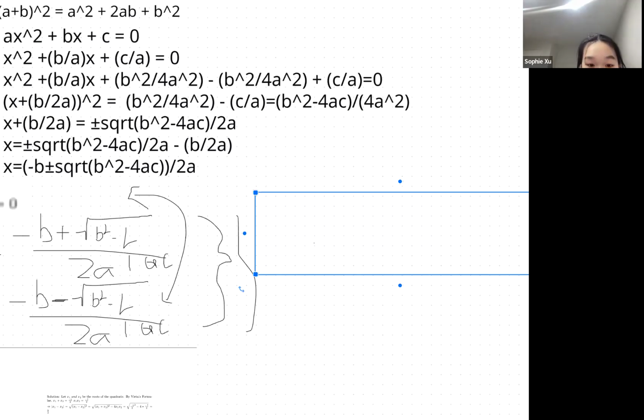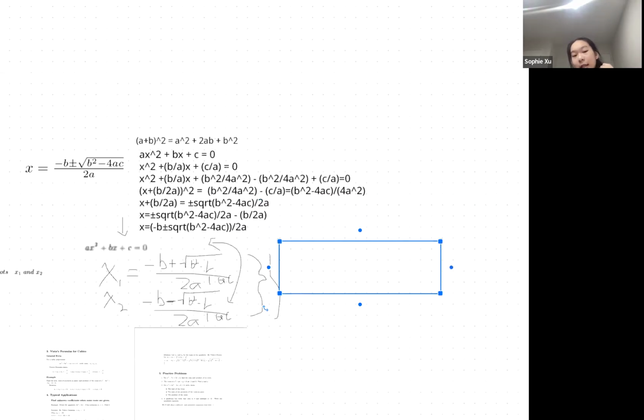And then the b squared and the b squared cancel out. So we get left with 4ac over 4a squared. And then the 4 cancels out and one of the a's cancels out. So we get left with c over a. So now we've proved Vieta's formula for quadratics.